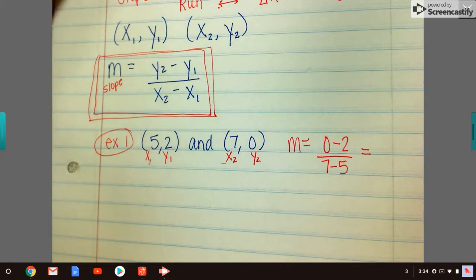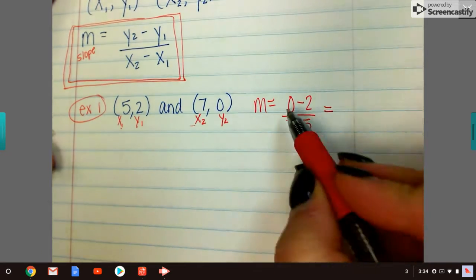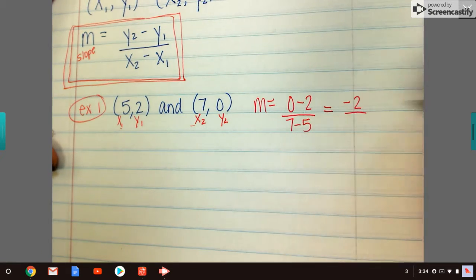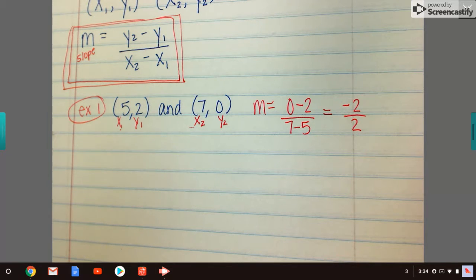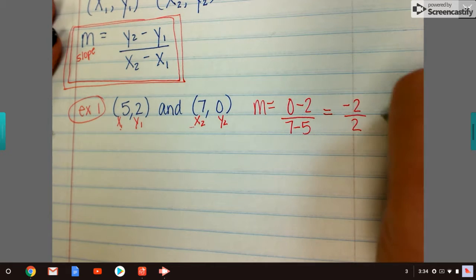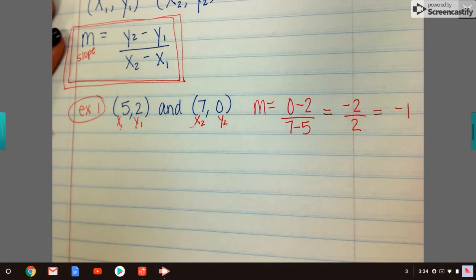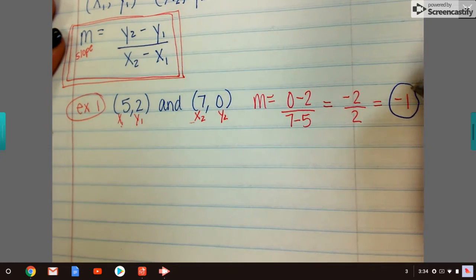From here, we just simplify the top and the bottom. So 0 minus 2 is negative 2. 7 minus 5 is 2. And let's do some simplifying. Negative 2 divided by 2 is negative 1. So my answer on this one is that the slope is negative 1.